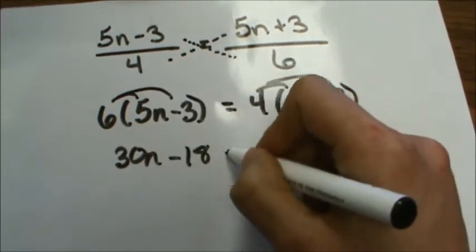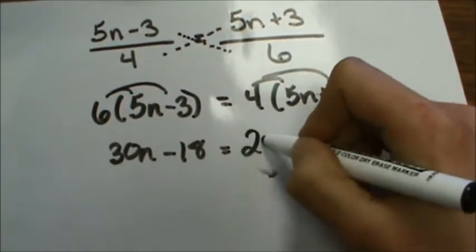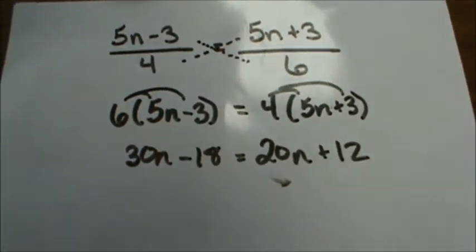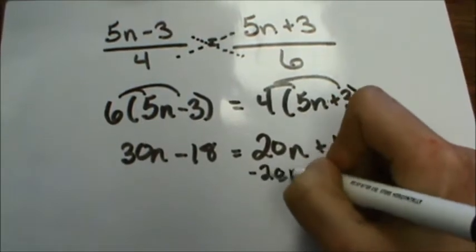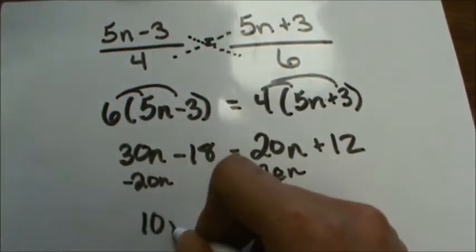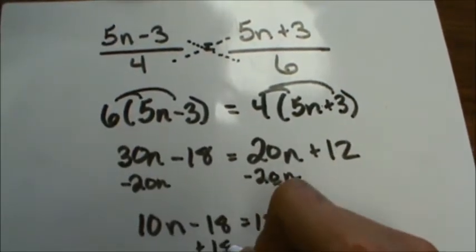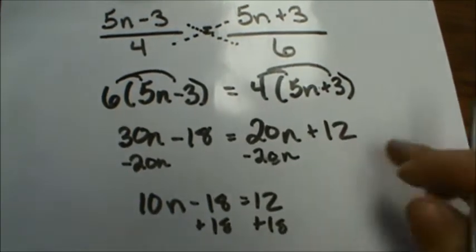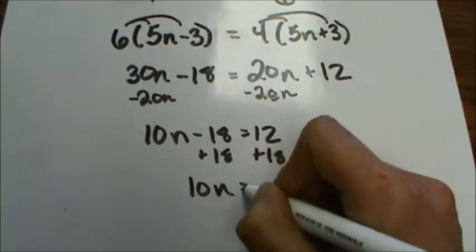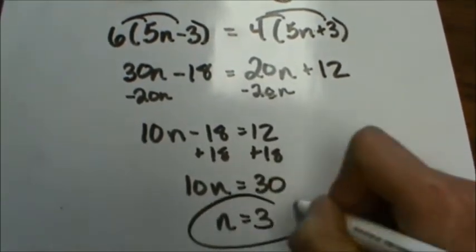Distribute. This is going to be 20n plus 12. I'm going to collect all my terms on one side, so I'm going to subtract 20n from both sides. 10n minus 18 equals 12. Add 18. 10n equals 30, which would make n equal to 3.